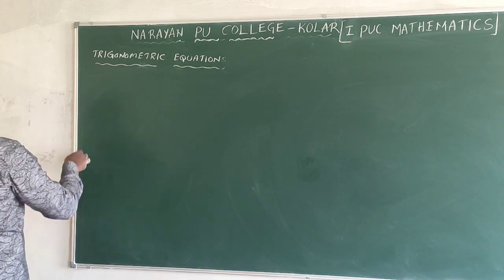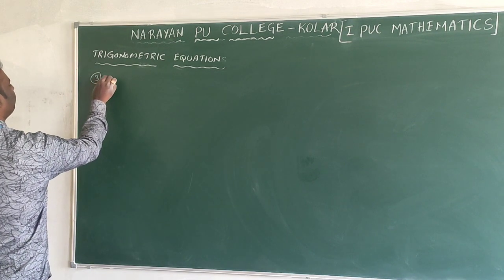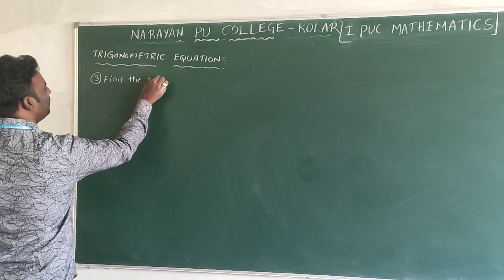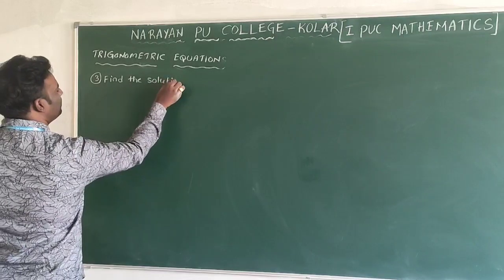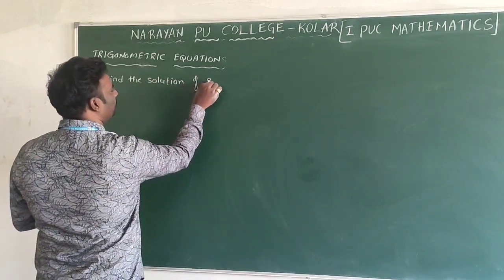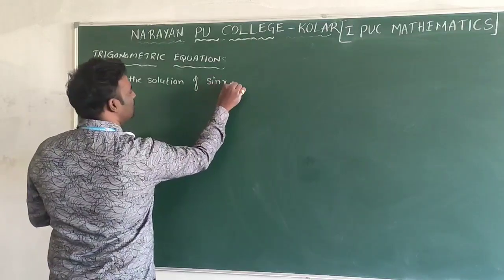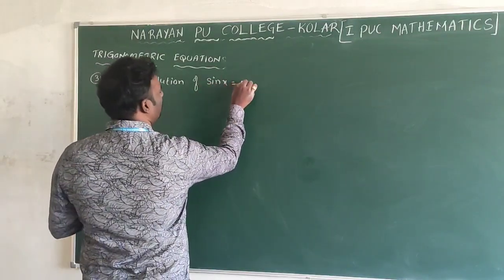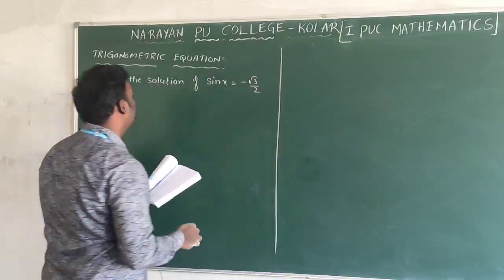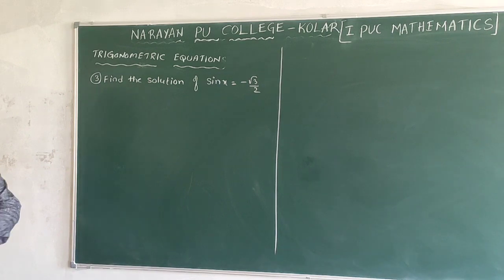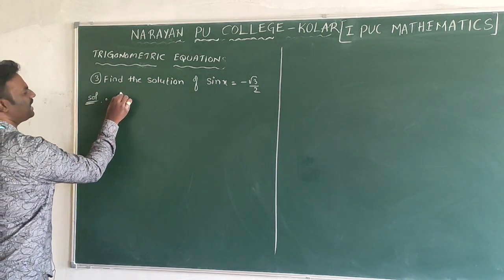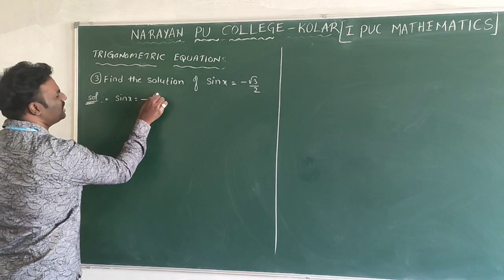Find the solution. Here principal solution or general solution is not mentioned, that's why I am finding the general solution of sin x is equal to minus root 3 by 2. Okay. Listen. Sin x is equal to minus root 3 by 2.